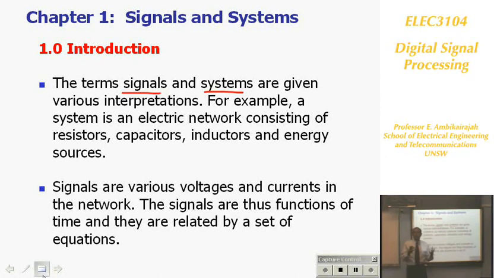Signals could be an analog signal or digital signal. Analog signal is continuous in time. We call it continuous time signal. Discrete signal is values you have got at discrete time intervals. So, for example, signals are voltages or currents, and they are related. Voltage and current are related by an equation when they pass through a system.